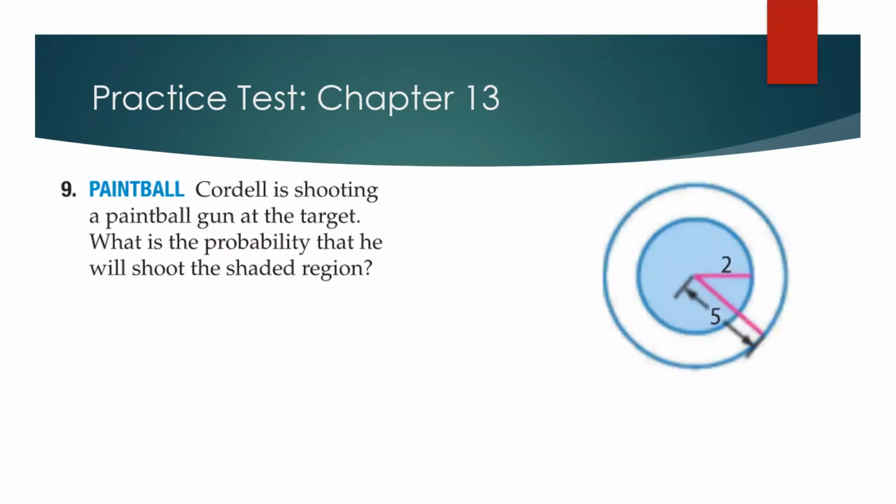So then this problem number 9 says Cordell is shooting a paintball gun at the target. What is the probability that he will shoot the shaded region? Okay, so we need to find the area of that shaded region and then divide it by the area of the whole region. Okay, so we have the area shaded over the whole area.